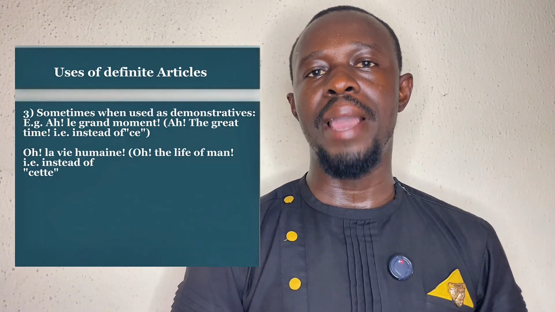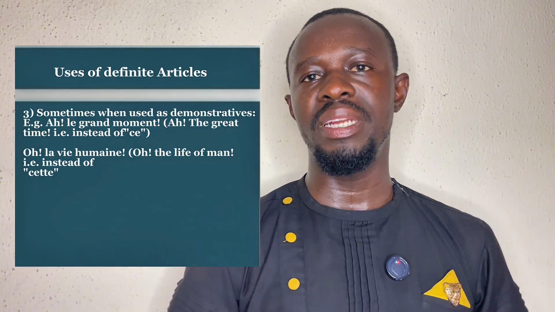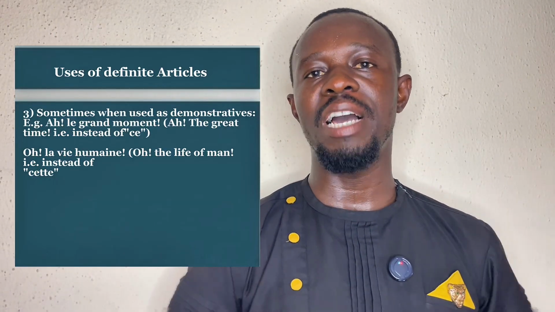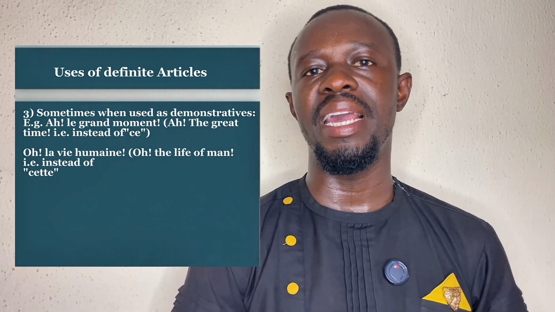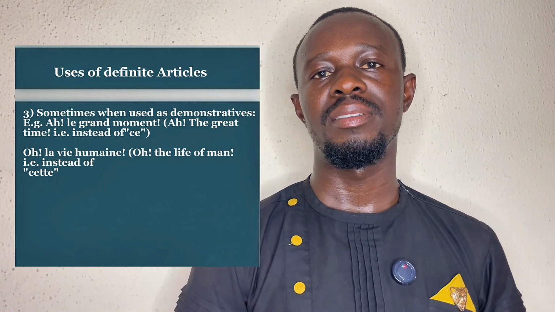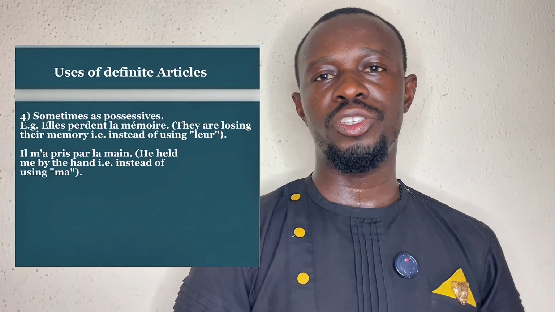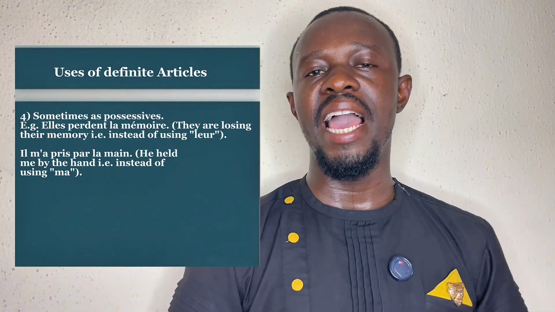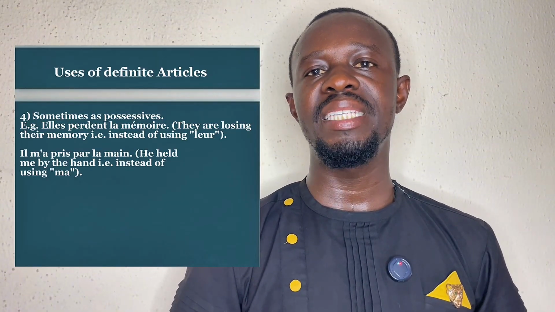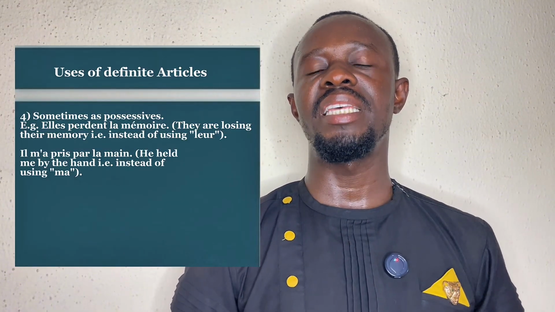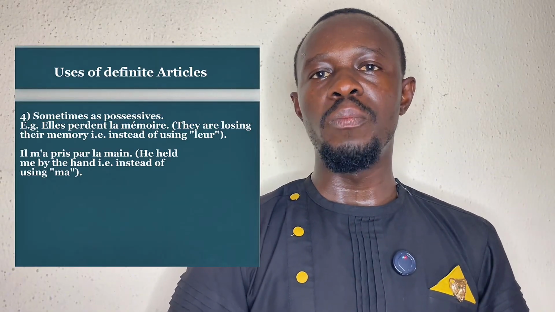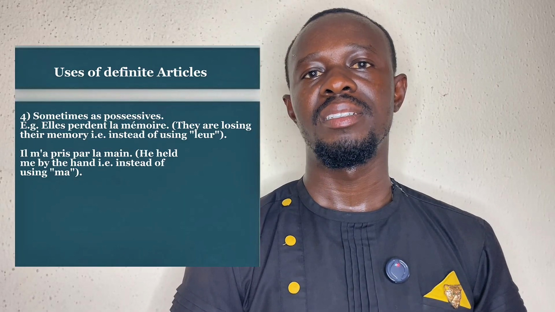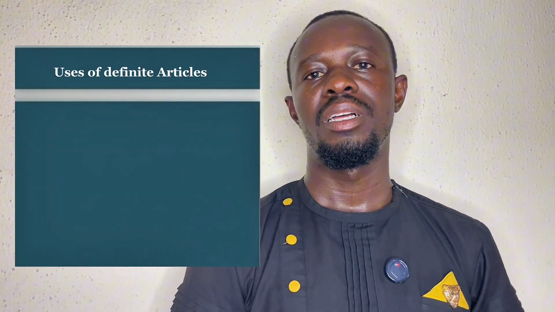Then, sometimes it is used as a demonstrative, for instance, le grand moment, which means the great time. Or you can find it in la vie humaine, that's the life of man, instead of using cette. They are sometimes used as possessive. For instance, you can find it in elle perd la mémoire, which means she is losing her memory, instead of using sa. Il m'a pris par la main. He took me by the hand, instead of using ma.